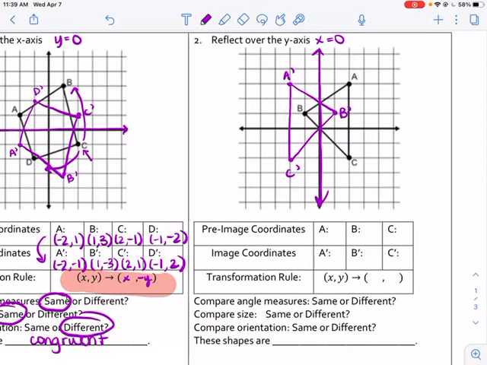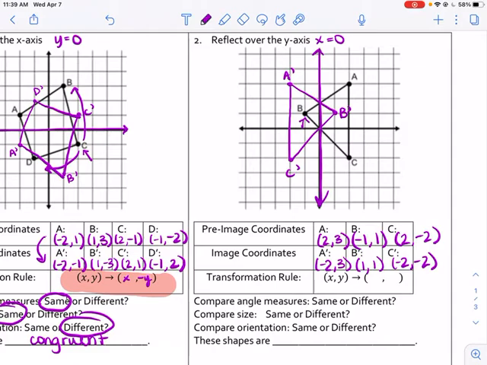Let's put our pre-image coordinates for A. I get 2, 3. And then B, it's over there. Look at the black one. -1, 1. And C is 2, -2. Now go ahead and write what you think the coordinates are for A prime, B prime, and C prime. Pause the video. Okay, so A prime, I get -2, 3. B prime, I get 1, 1. For C prime, I get -2, -2.